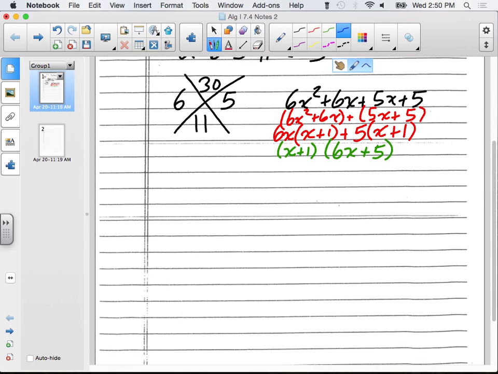So our final answer could be length is 6x plus 5 centimeters. We need a label. Do we need the rest of the width or don't we? Nope. All the question was asking for is what is the length of the rectangle?